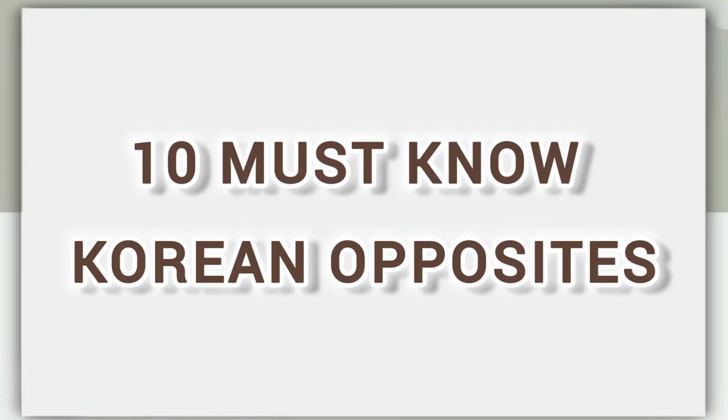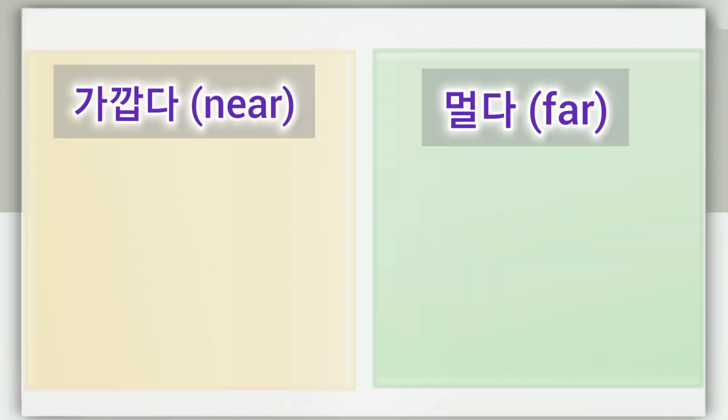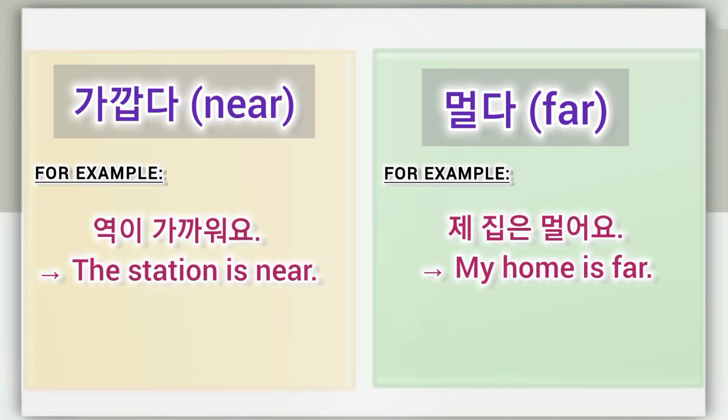10 must-know Korean opposites. 가깝다 means near, 멀다 means far. For example, 여기 가까워요. The station is near. 제 집은 멀어요. My home is far.